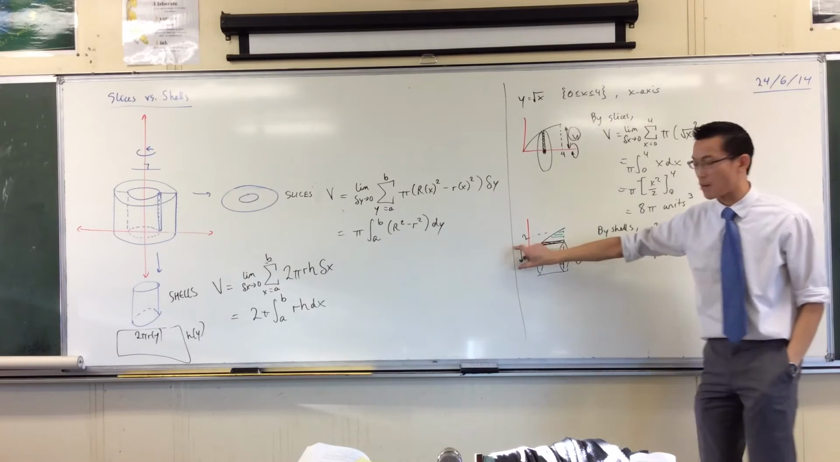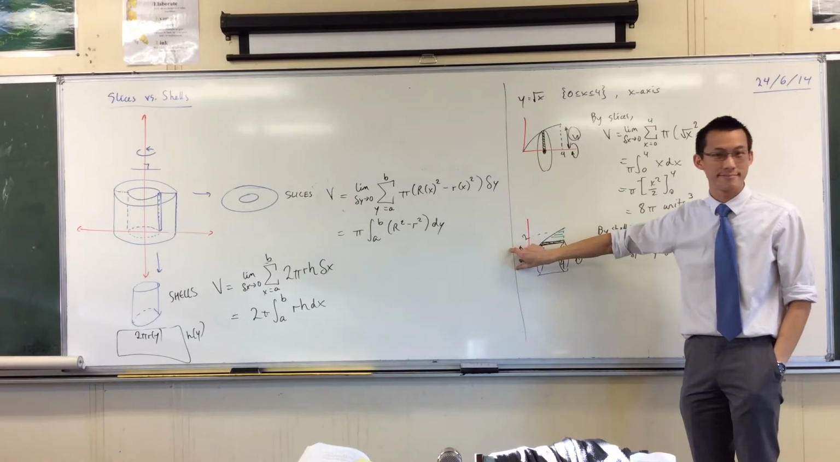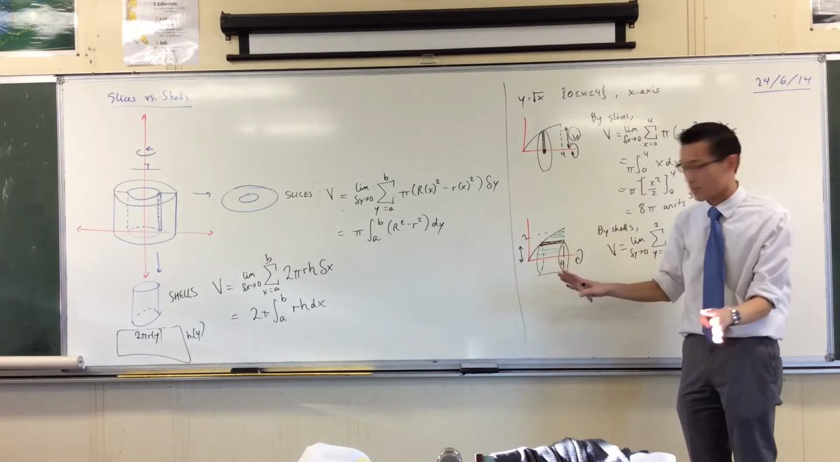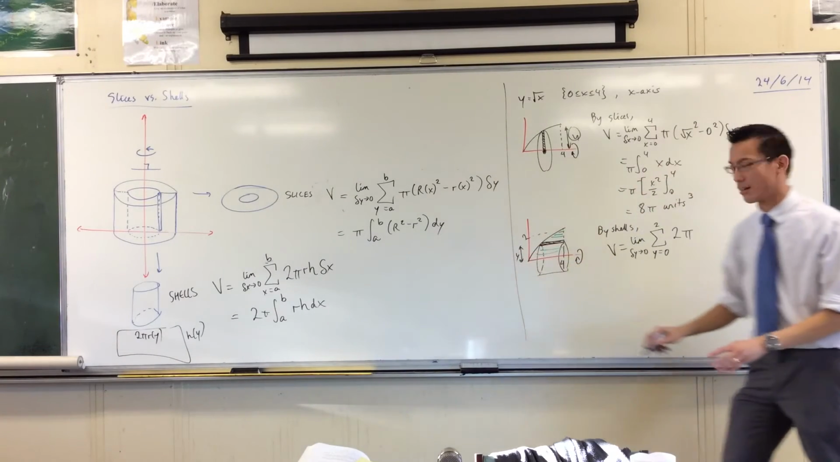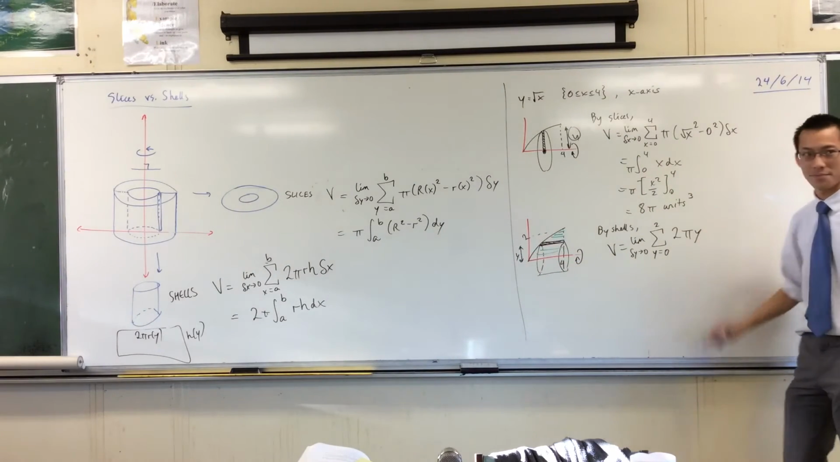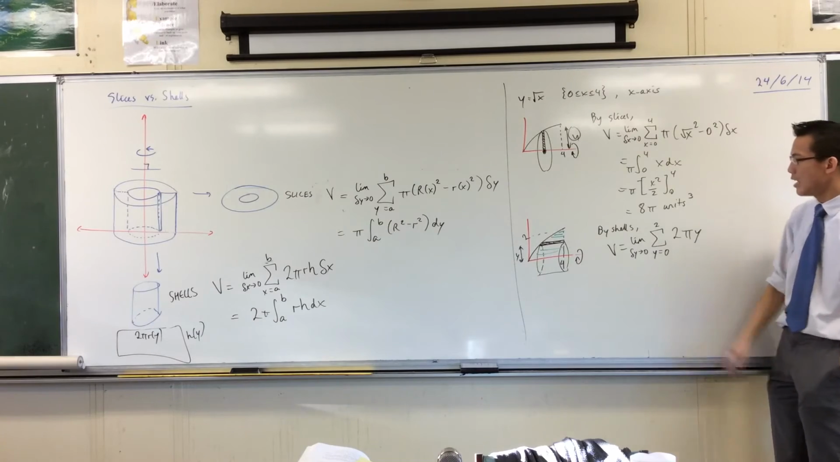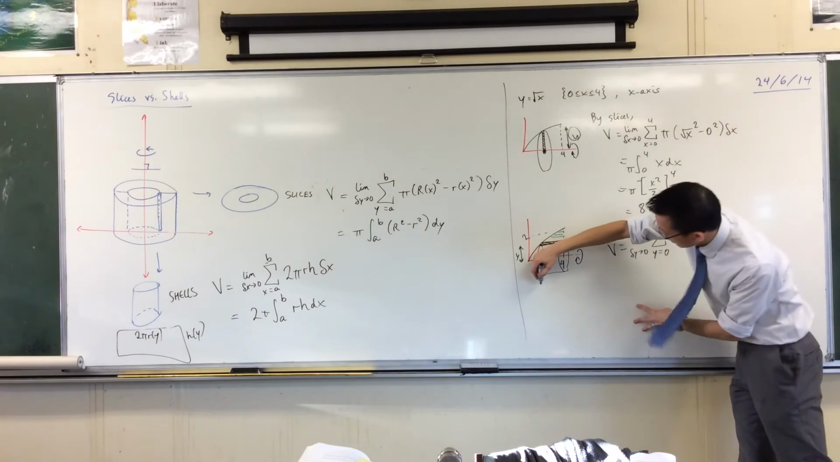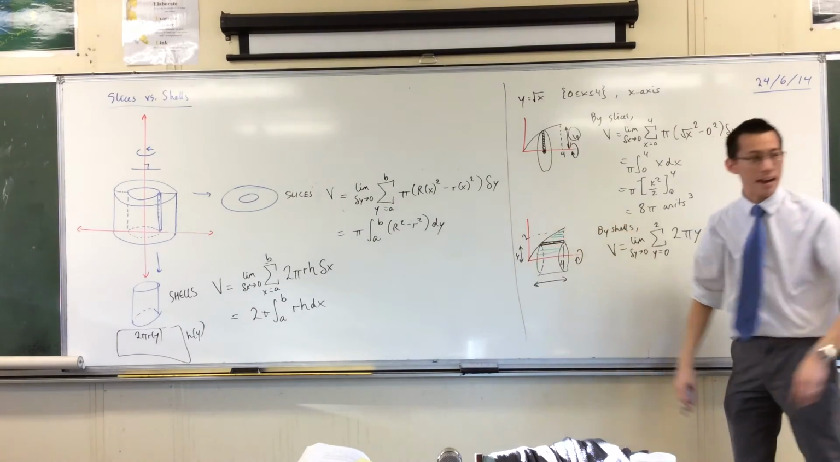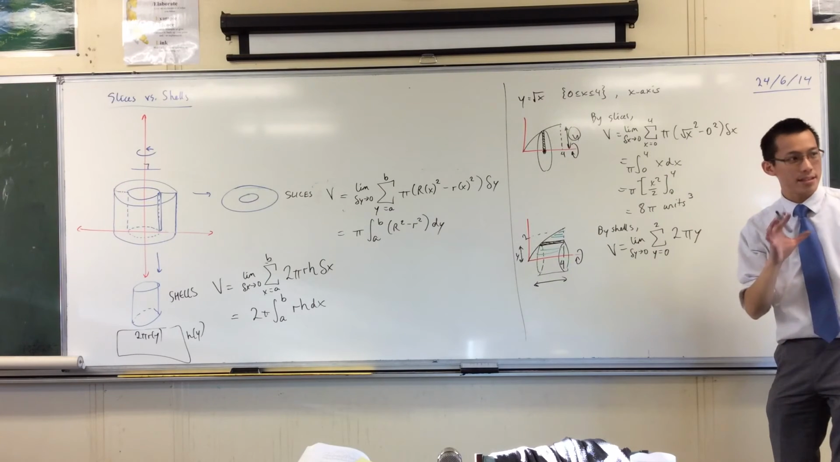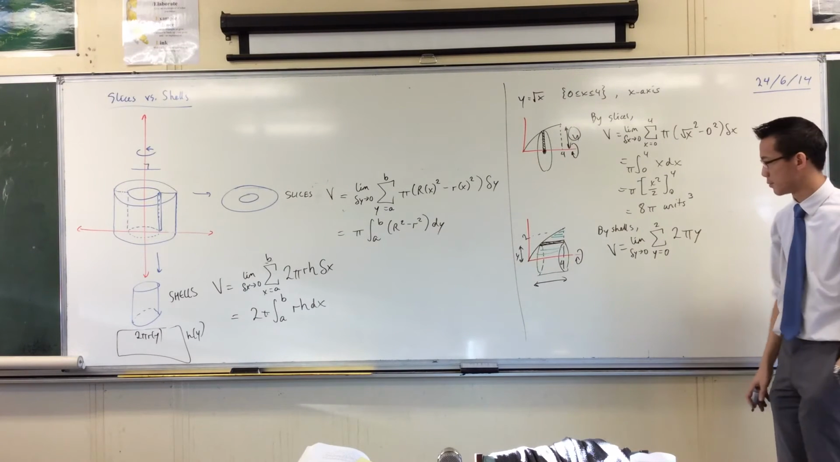So how shall I express that distance? It's just y, isn't it? That's all. That distance there is y, okay? So the radius, r, is y. When I want the height, it's this guy here. That's the height of my cylindrical shell. Now this is a bit harder. You have to be careful, okay?